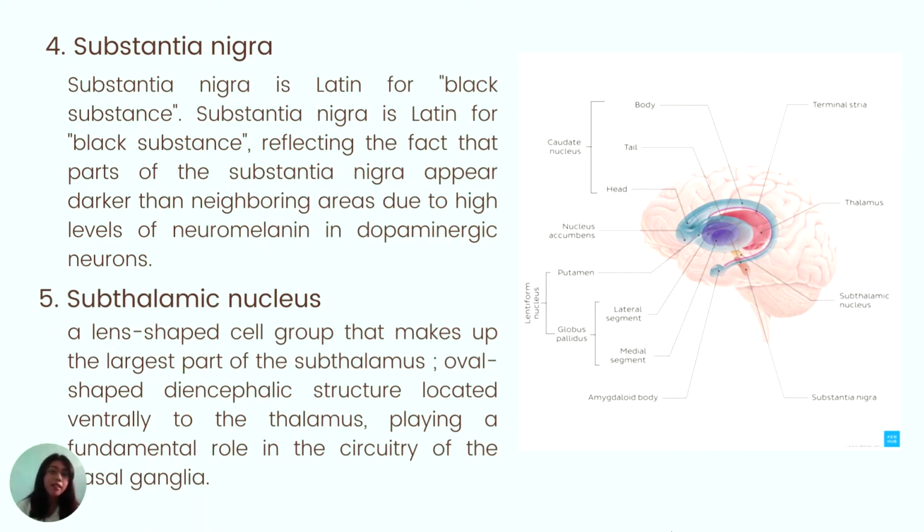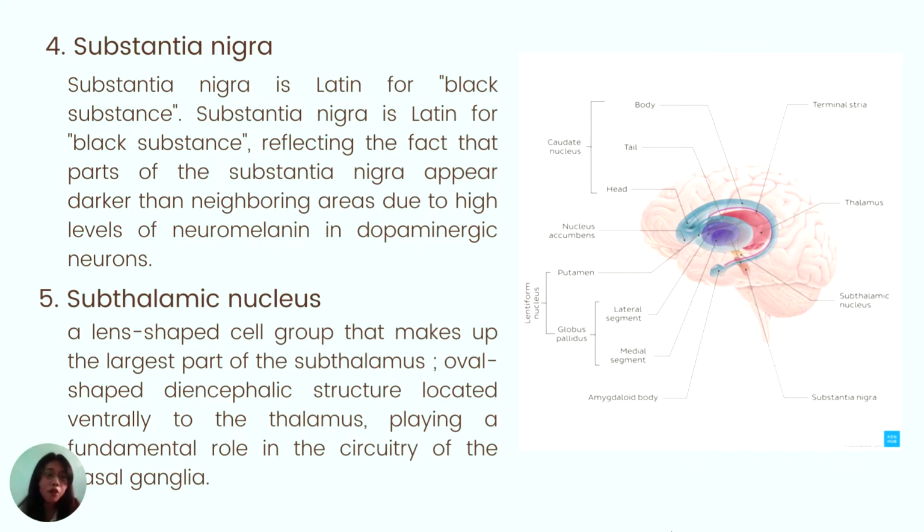Next part is the substantia nigra. As you can see in the picture, the substantia nigra is the brown one sa ilalim. So, the substantia nigra is Latin for black substance. Kasi yung substantia nigra, kapag tiningnan nyo siya, sinearch siya sa internet, dark talaga yung appearance niya kaysa dun sa mga katabi. So, dun niya nakuha yung pangalan niya.